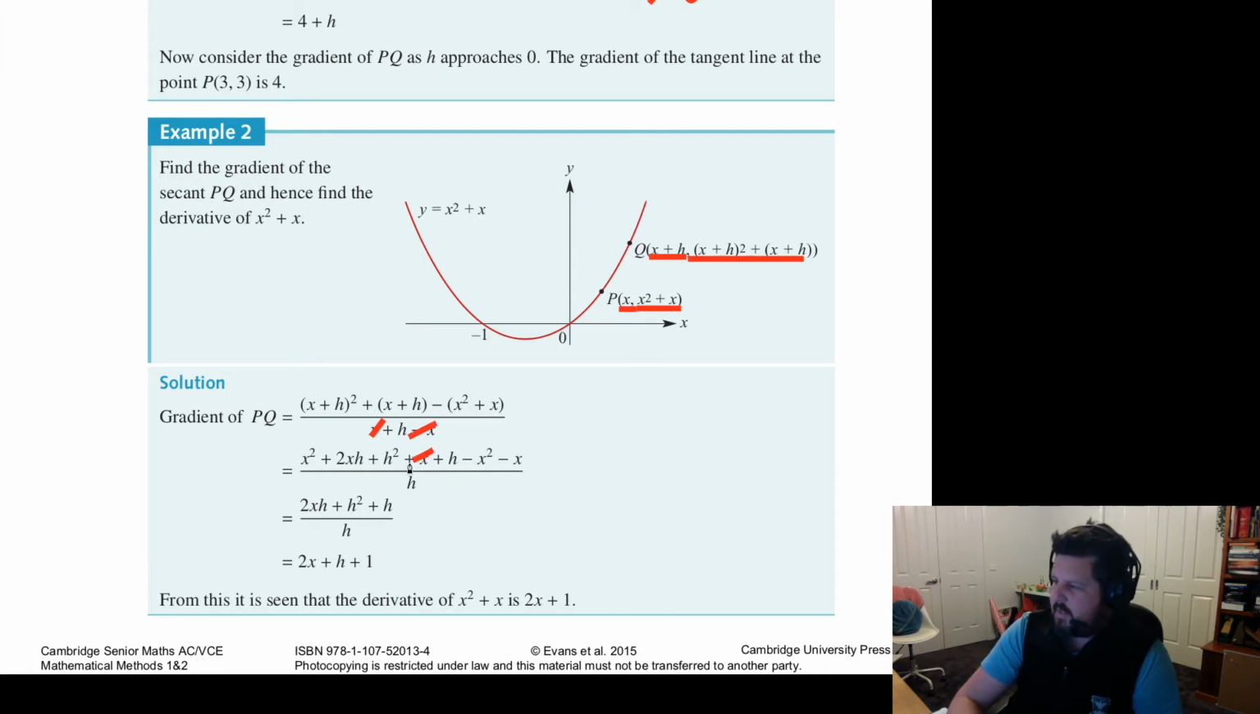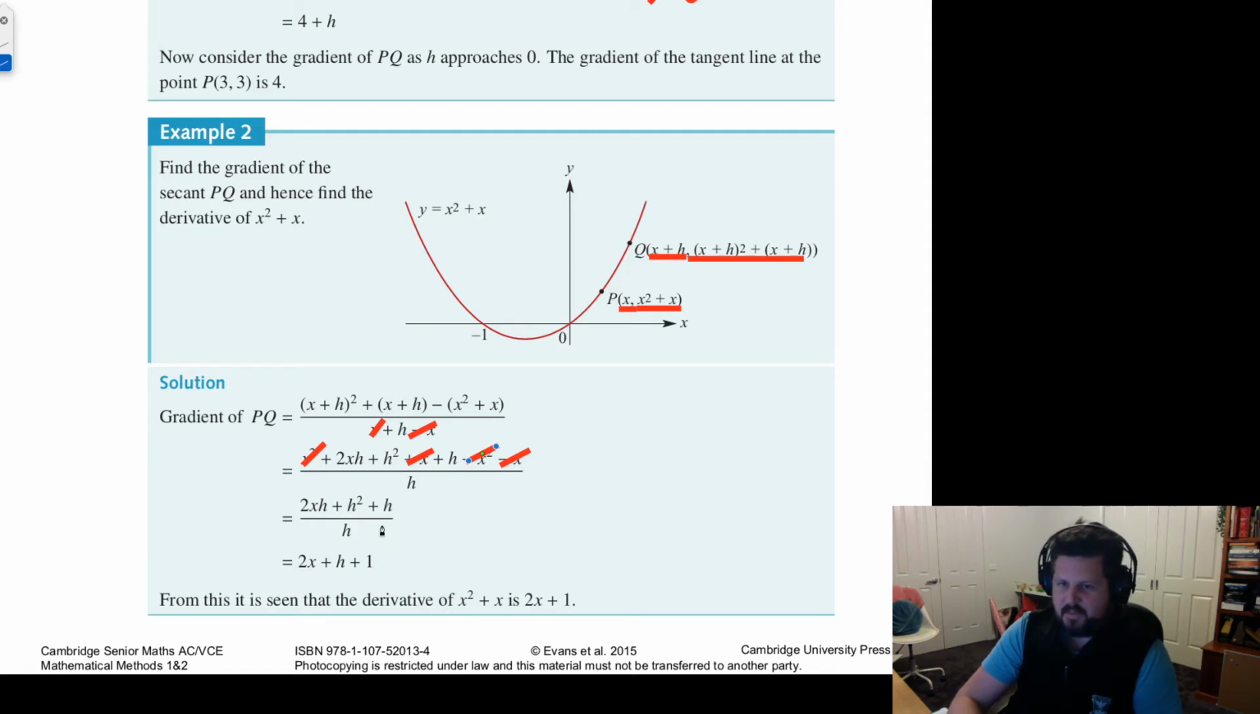Again, you've got this x here that cancels out with that one there. x take away x is 0. You've got x squared here, take away x squared here. It cancels out. You can see you're just left with 2xh plus h squared plus h on the top line divided by h on the bottom line.